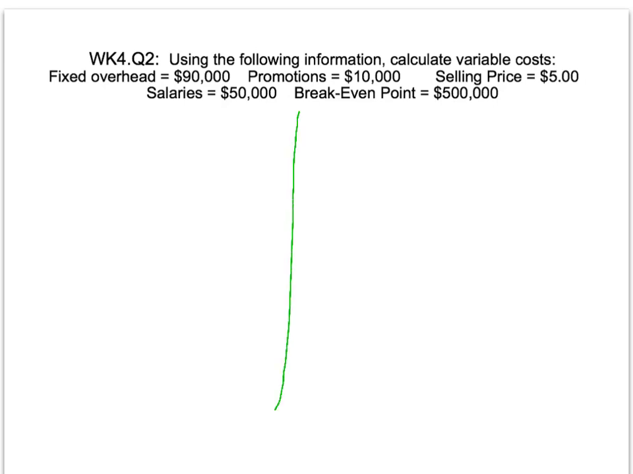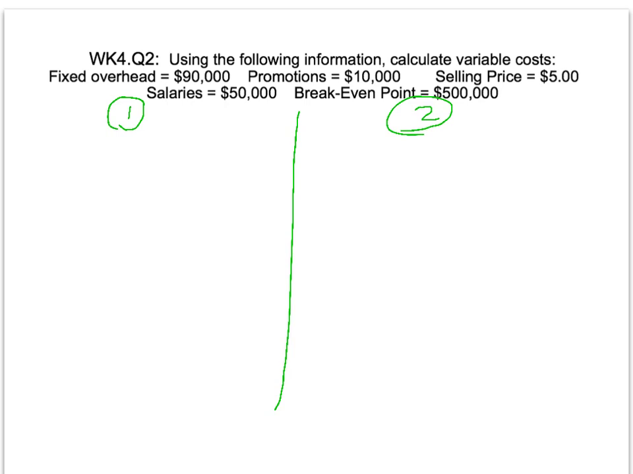Week 4, question 2. There's two ways to solve the problem. Both are equally correct, so I'll take you through both ways so that you can compare your work. The first way would be to calculate, so we're asked to calculate variable cost here, and so we know this is a break-even question, so right away we want to jump right into our formulas.